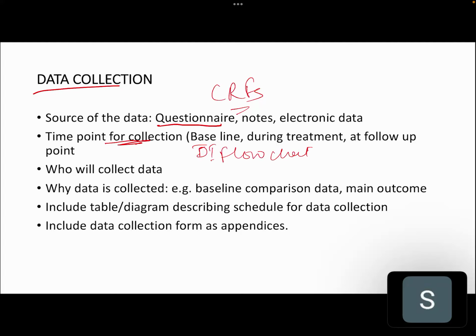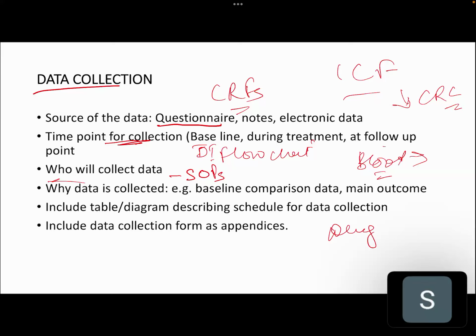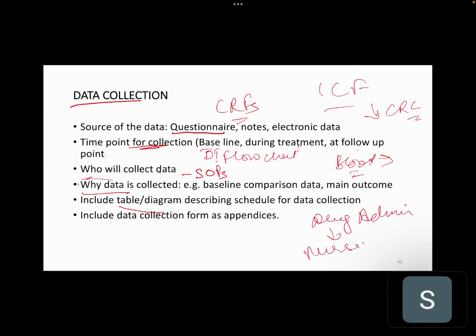Baseline, like day 1, during treatment, follow-up. Who will collect the data? Who will collect the data is very much further defined in your SOPs. Like ICF, who will collect the data at the time of randomization screening? Your CRC, who is taking a consent. Suppose blood sample, who will collect the data for this? Your phlebotomist. Drug administration, who will collect the data for this? Nurse. So that is when you will be collecting data. A table and diagrams for a schedule should be included in your protocol.